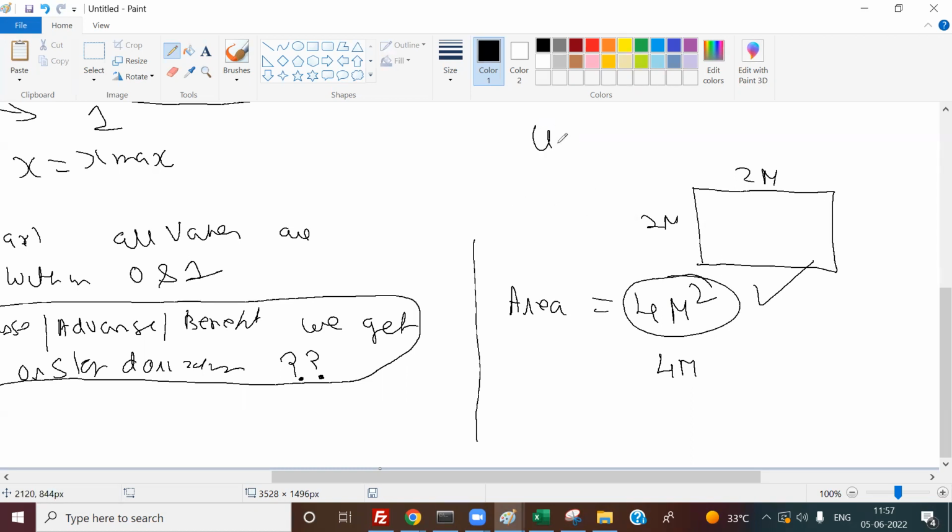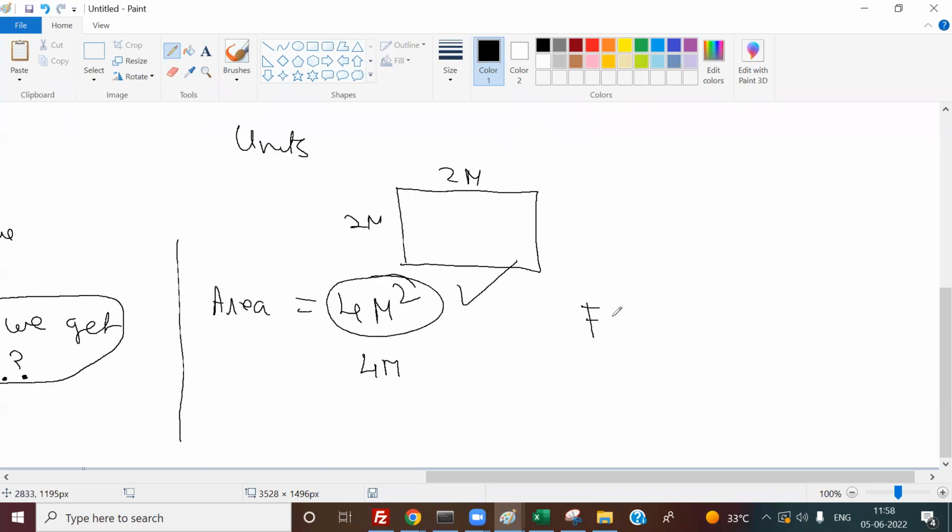Why? Because when you divide something, units get divided, and when you multiply something, units also get multiplied. So for example, what is the unit of force? Force is equal to mass into acceleration. So the unit of mass and acceleration will also multiply.